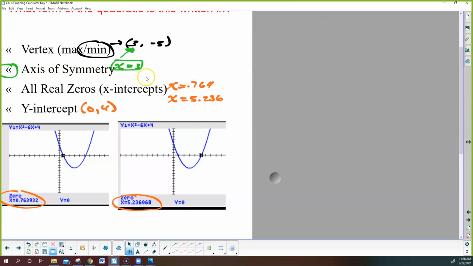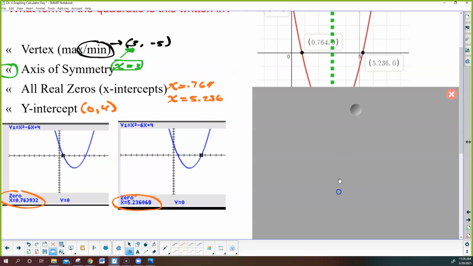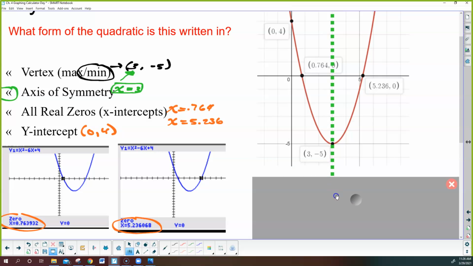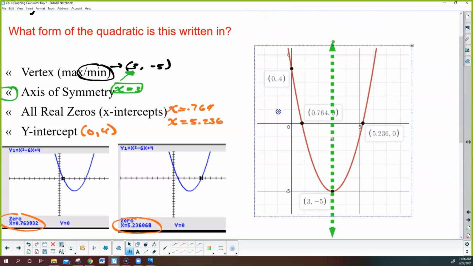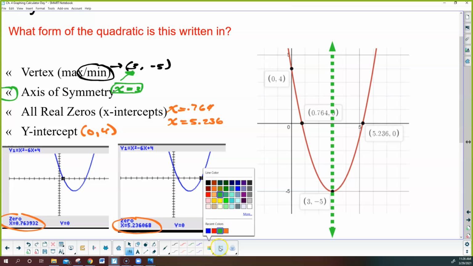So what's your homework going to look like? You need to identify these pieces, and then you need to create a graph like this. And you'll hand draw it, obviously. You don't have to do it digitally like I did. But here's what I'd like you to do, because I want to make sure that you use your calculator correctly.